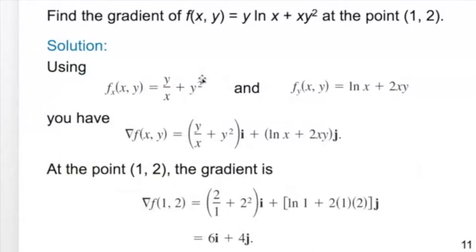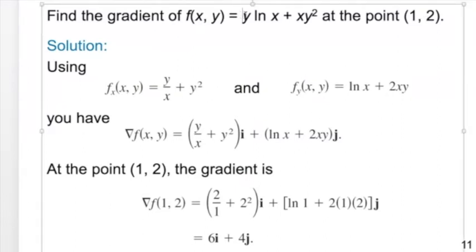Here we have an example to calculate the derivative of a given function: f of x and y equals y ln x plus x y squared at the given point (1, 2). When we calculate the derivative with respect to x, we treat y as a constant, then the derivative of ln x equals 1 over x. The derivative of the first term equals y over x, right? And the derivative of the second term with respect to x is just y squared, because again we are treating y as a constant, and the derivative of x equals 1, so plus y squared.